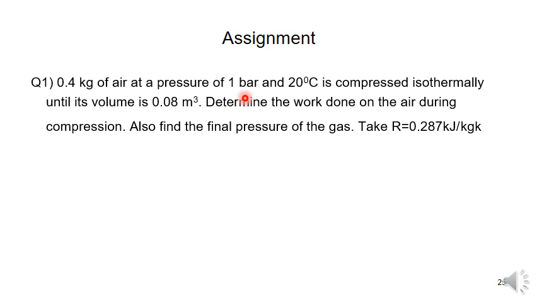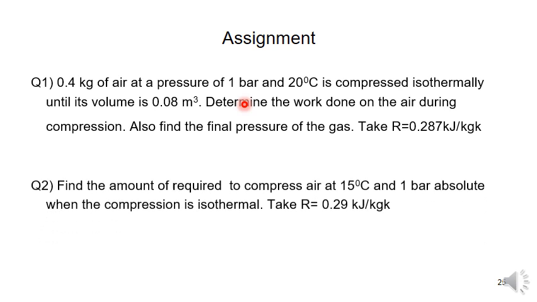And how will you get the final pressure? First, by using P1 V1 is equal to mRT1, calculate either P1 or V1. First calculate the work done. Next, by using P1 V1 is equal to P2 V2, we will calculate the P2 value.